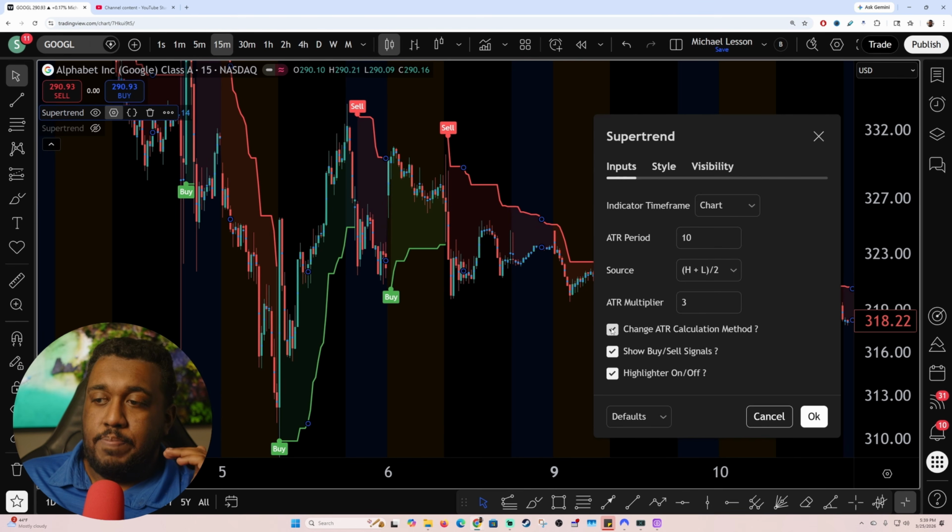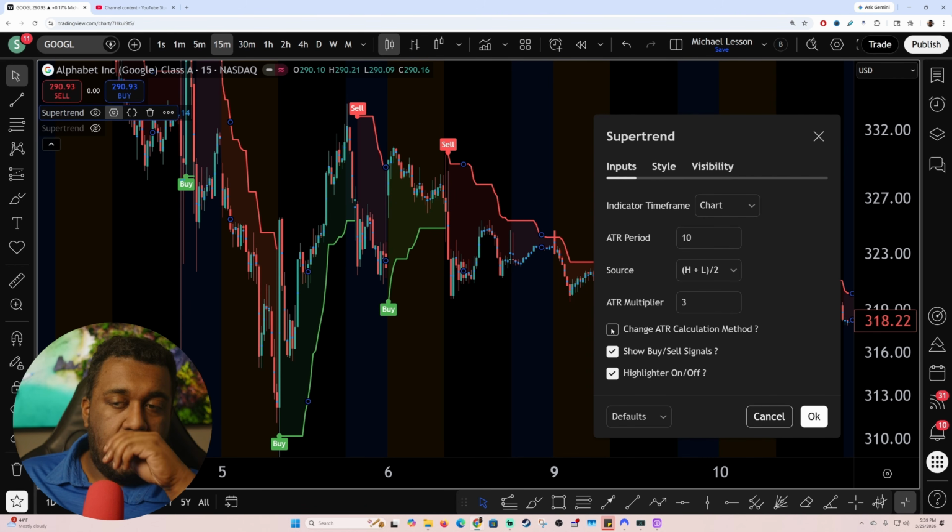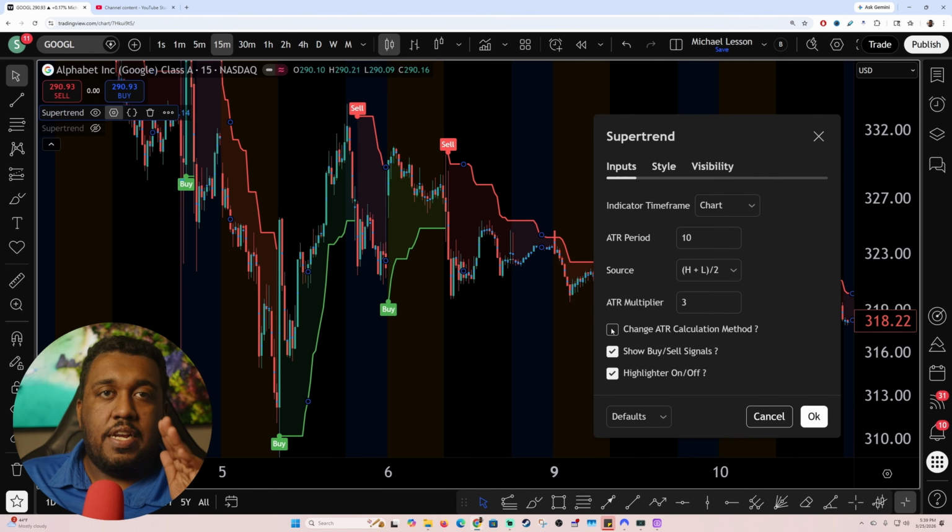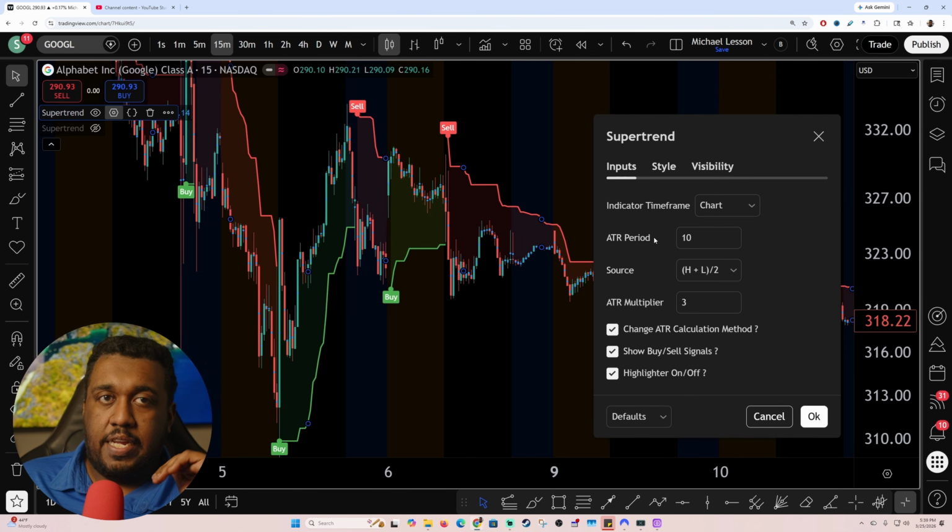Right? The sell and buys are just going up and down. They're not actually going from side to side. So you're not getting the signal any earlier or any later. For that, you have to change the ATR multiplier or the ATR period itself.